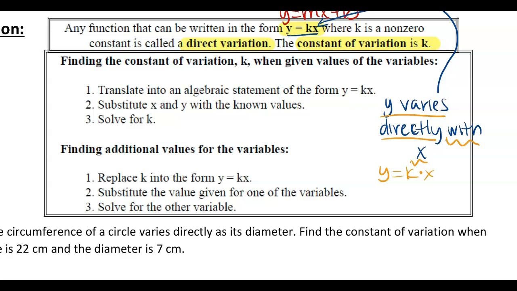The last thing is if you're finding additional values, so if it actually has you find a specific value. Whenever you do that, you're going to replace the k value that you just solved for in the last question, and you're going to substitute it into the y equals kx form. You're going to, again, substitute the value that was given for one of the variables, and then solve for the other variable, the one that's missing. So all of these steps are honestly what we're going to use for almost every question that we see on this first page.